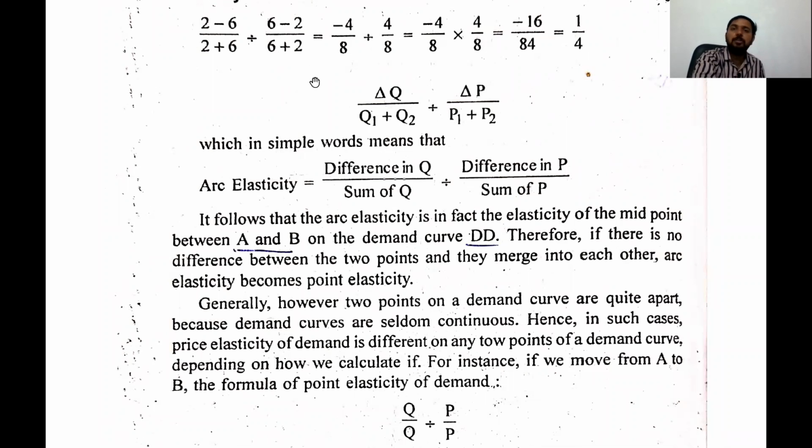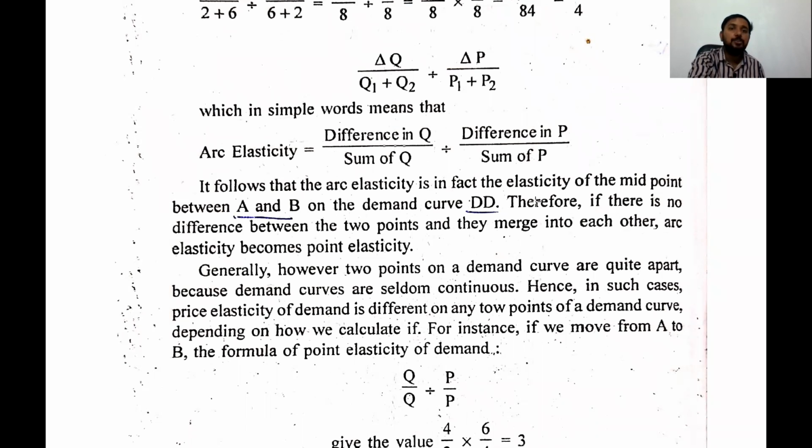You just need to focus on this, which is the same formula in symbolic form, and we also have the formula in words. Arc elasticity is equal to the difference in quantity, that is delta Q, divided by the sum of Q, that is quantity 1 plus quantity 2, divided by the difference in price, that is delta price, divided by the sum of price. So it follows that the arc elasticity is, in fact, the elasticity of the midpoint between point A and point B on the demand curve DD.